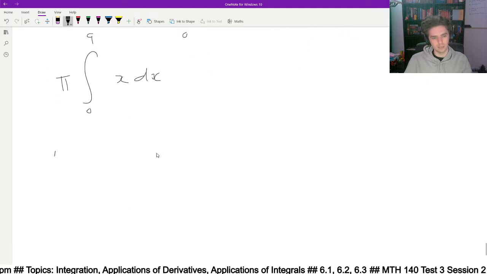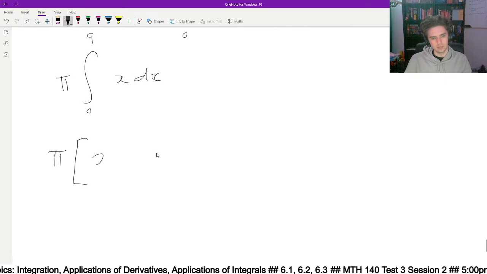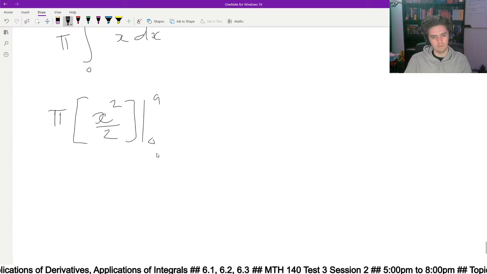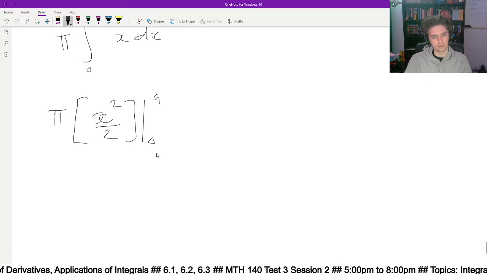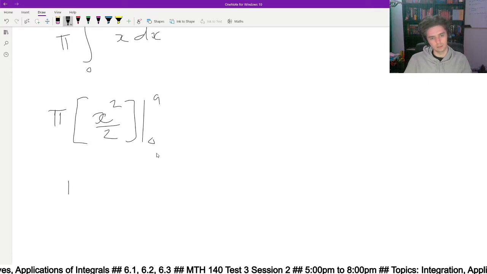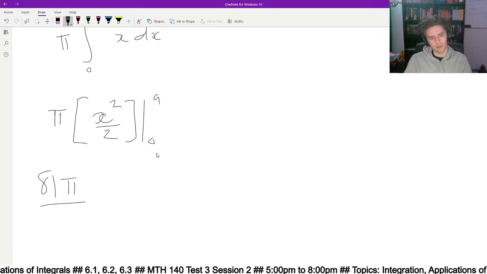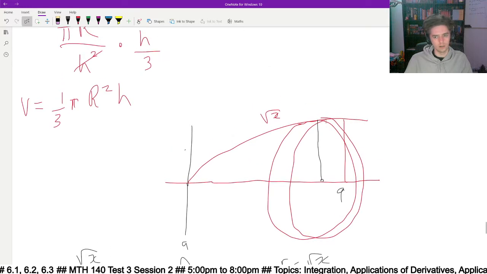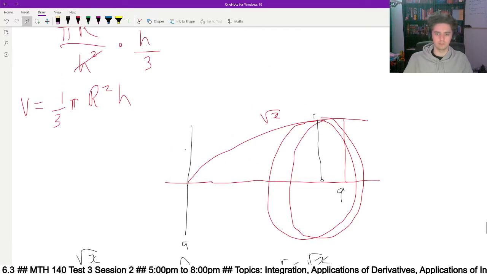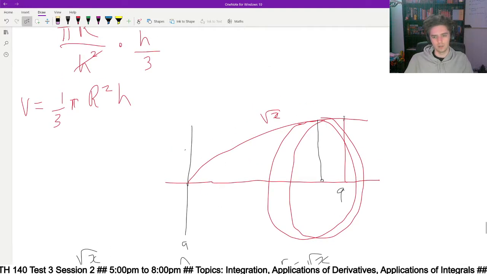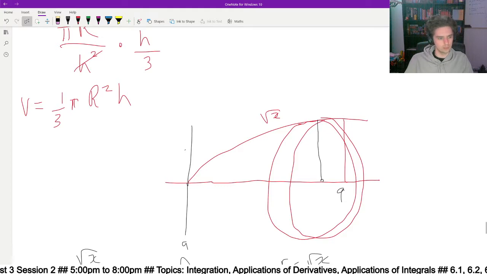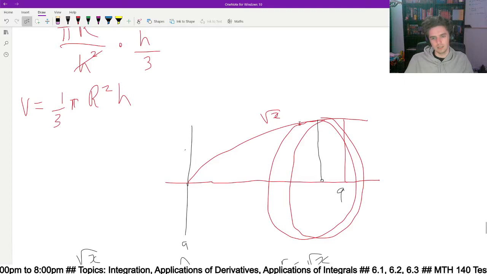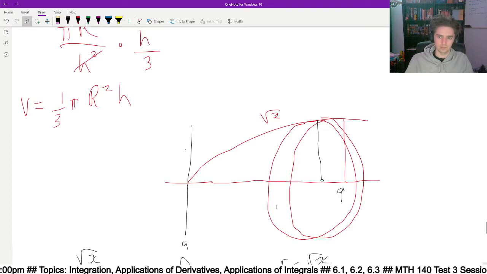And so now to integrate this, we just say pi times x squared over 2 evaluated from 0 to 9, right? And then we just evaluate this. The upper limit is going to give 81 pi over 2. So that's the volume of this rotated solid, the solid of revolution, that comes from revolving root x around the x-axis.